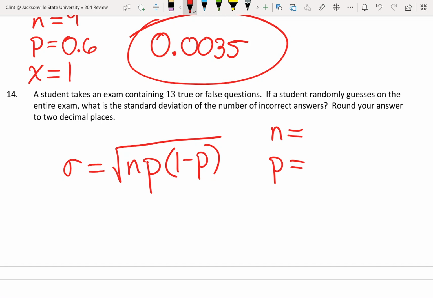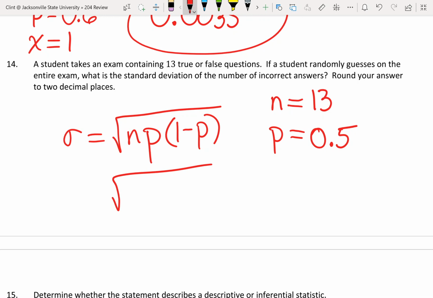So n, we've got 13 questions, n's 13. And then sometimes I have people freeze up on getting p on one like this. If it's a true or false question and you're guessing, what's the probability of success? 0.5 or 50%. And you only got two choices. Okay, so then we just plug in. And then it says round to 2 decimal places.